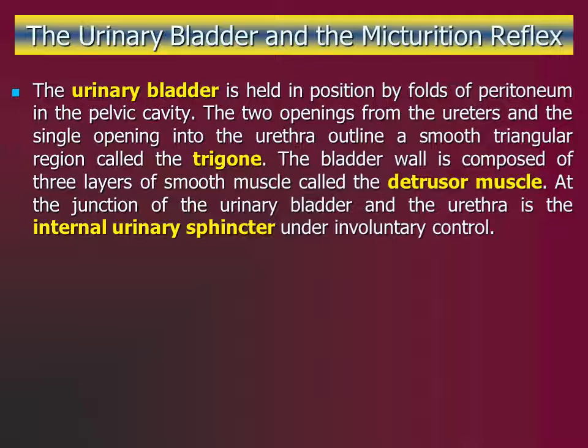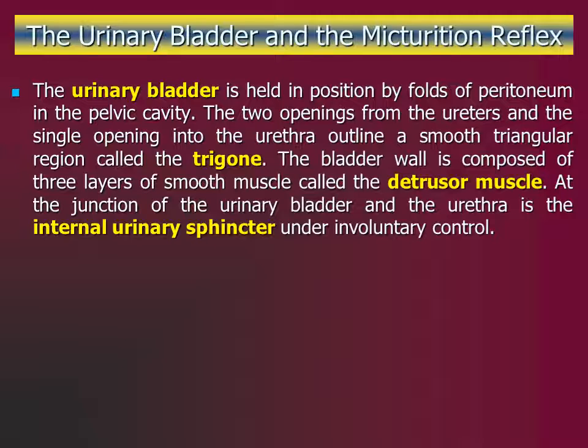The interior of the bladder has 3 openings: the 2 openings from the 2 ureters and the single opening to the urethra that will drain the bladder. The smooth triangular region of the bladder outlined by these openings is called the trigone. Bladder infections tend to develop in this region.